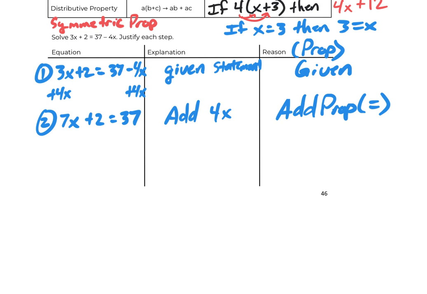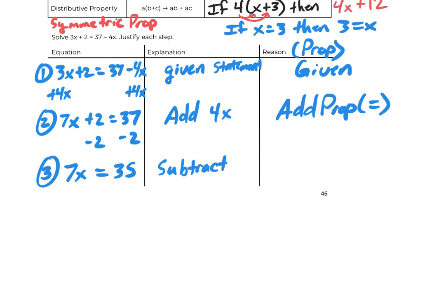We still don't have x by itself, right? That's our goal, is to get down to the point where x is all by itself. So what would we do next to solve this equation for x? Subtract 2. So step 3, we're going to write it out as 7x equals 35. And then what we can say is to get from here to here, we subtracted 2. And once again, by writing this out, we're pretty much telling ourselves what's going on here, right? So all we did was subtract 2. That's our explanation.